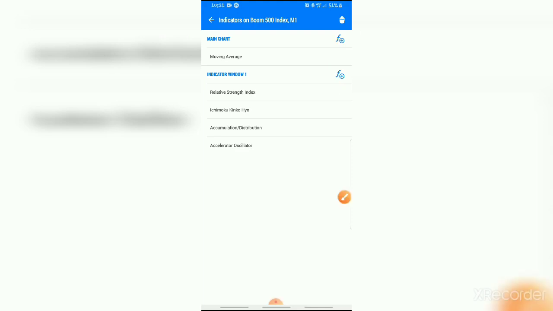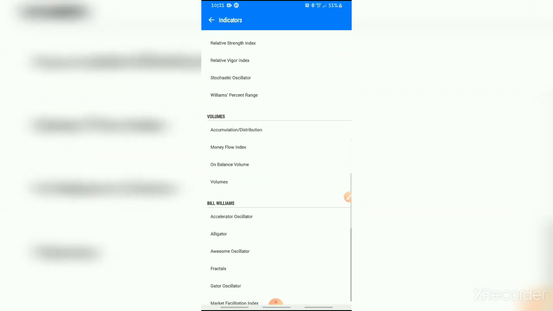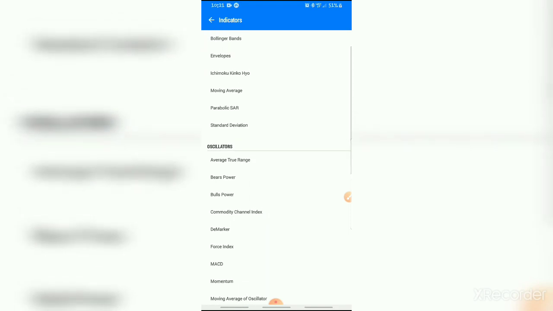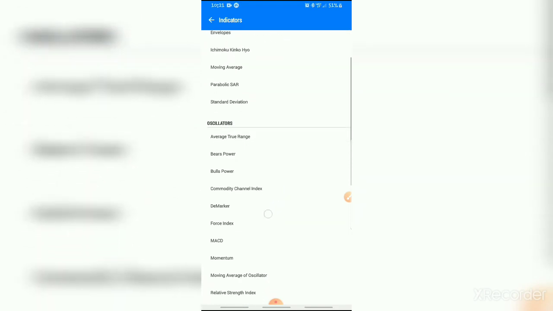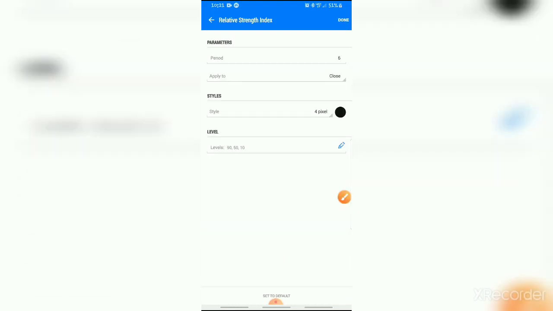So I click on the F plus, then you search for RSI there. You scroll down, you search for RSI, that's relative strength index. So I think it should be under, I see it here. So this RSI here, once you see it, you just click on it. Then it asks for the settings. So you put the period to be 6, apply to close, then the style should be 4 pixels. Then you can put the color to be black.